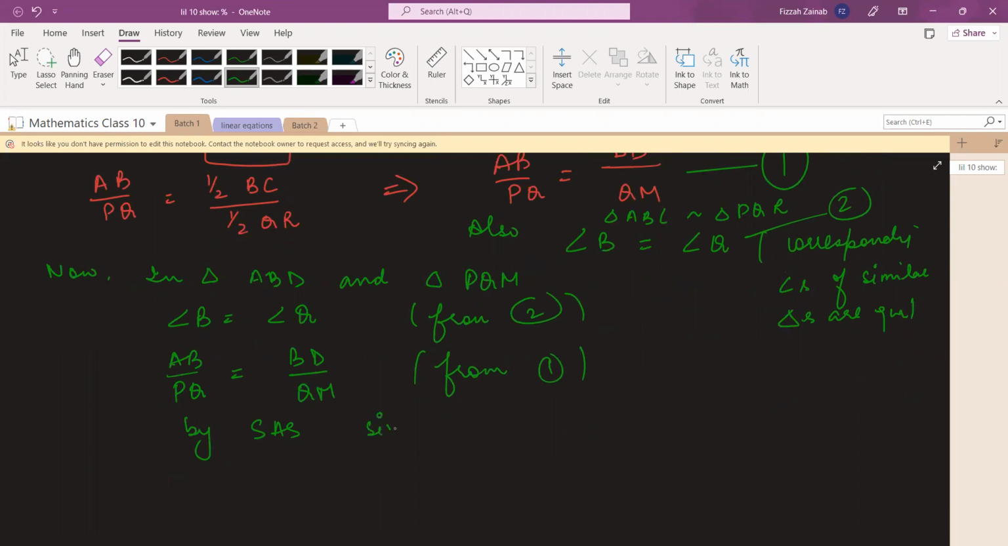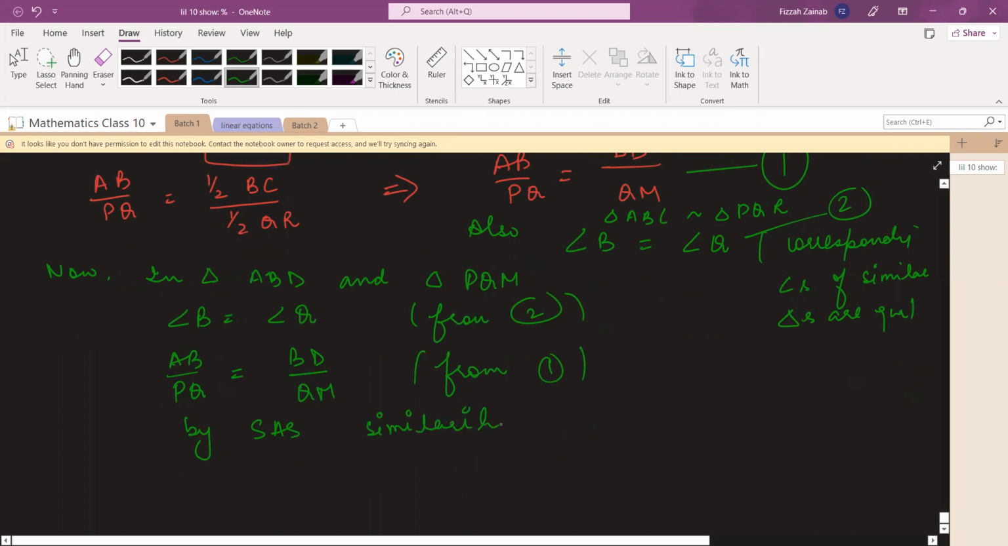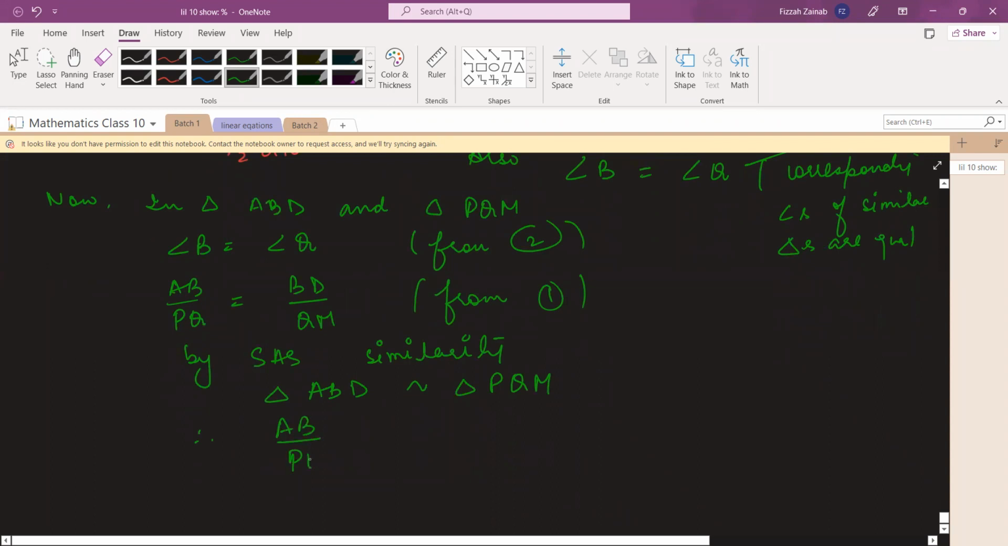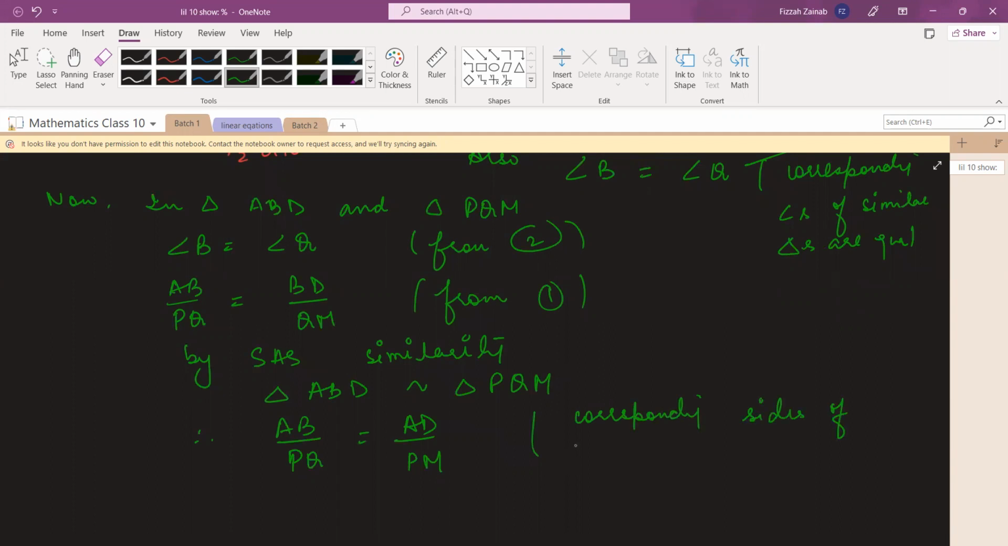By SAS criteria, it's similar and therefore the sides are in proportion. So by SSS similarity, triangle ABD is similar to triangle PQM, right? Yes, ma'am. And therefore the sides are in proportion. So we can say AB by PQ is equal to AD by PM. That's it. Again, you can mention corresponding sides of similar triangles are in proportion.